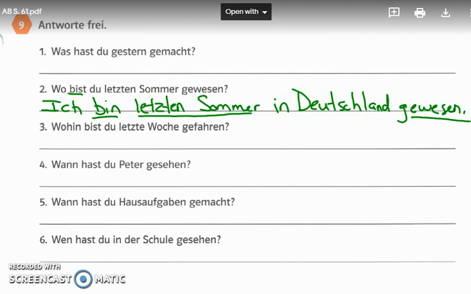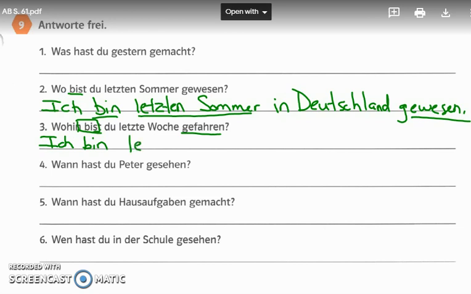Number 3, wohin bist du letzte Woche gefahren? Where did you drive to last week? Let's see here. So we start out, ich. I notice it's a bist, which goes with the helping verb in the question. I have to use a form of sein in my statement then if I keep using gefahren. Like I mentioned before, a helping verb is stuck with the past participle. It cannot change. So, a little rule when you're taking a quiz or test: look at the helping verb used in your question and use that one in your answer.